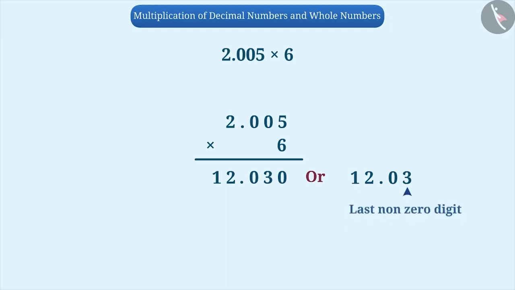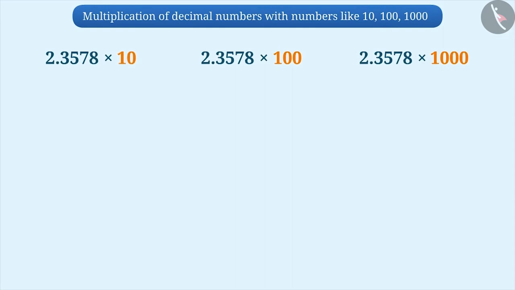Because adding or removing 0 after the last non-zero digit in a decimal number will not change the value of that number. If we multiply decimal numbers with numbers like 10, 100, 1000, then we can see a pattern. Let's understand it. Let us suppose we need to multiply 2.3578 by 10. The answer will be 23.578. If we observe this, the digits in the number to be multiplied, that is 2.3578, and the digits in the answer are the same. But the decimal point has shifted by 1 place to the right side.